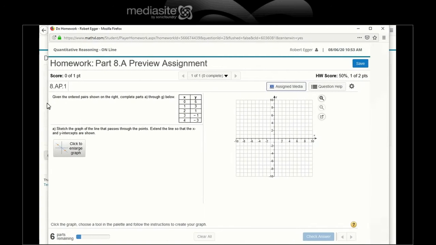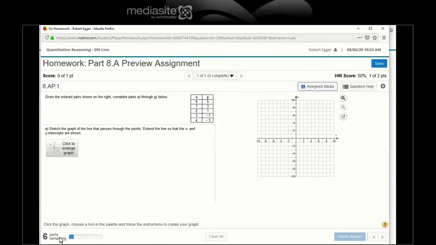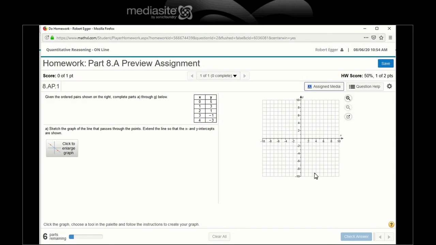Well, for starters, it's not one question. It is a total of 7 parts to this question, and it all feeds back and relates to this table and this graph. Given the ordered pairs shown on the right, complete parts A through G below. Part A: sketch the graph of the line that passes through the points. Extend this so the x and y intercepts are shown.